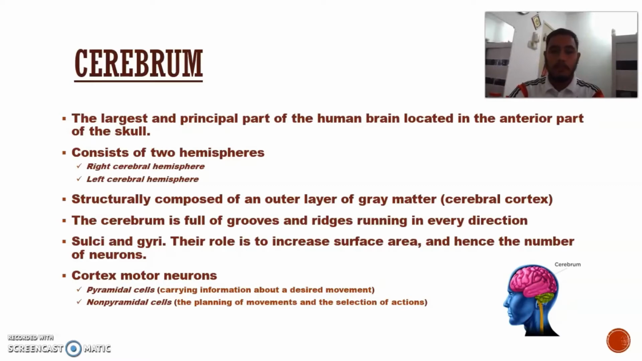So next, cortex motor neurons. It also consists of pyramidal cells and non-pyramidal cells. The pyramidal cells carry information about the design of movement, and the non-pyramidal cells handle the planning of movements and the selection of action.